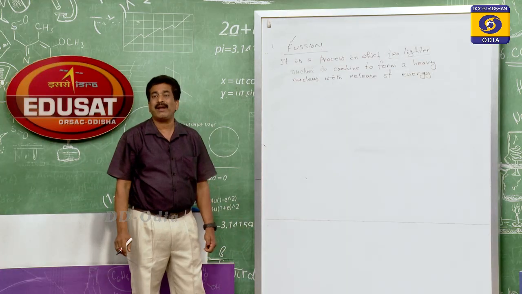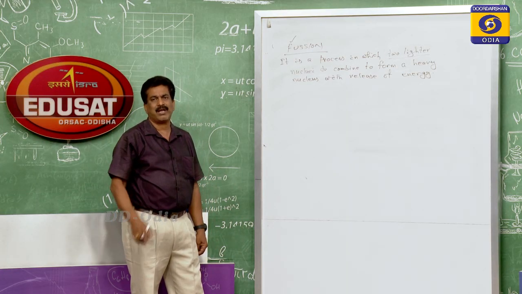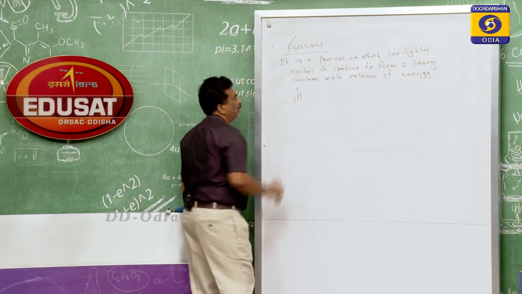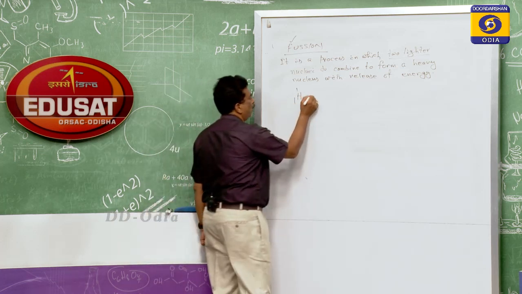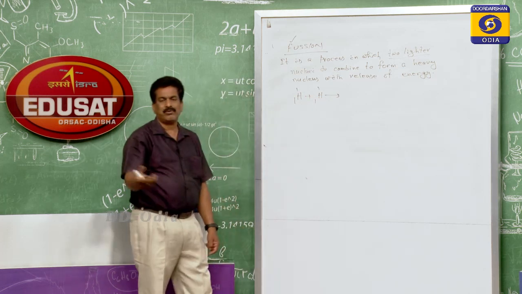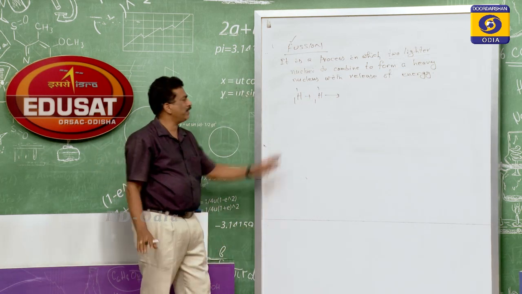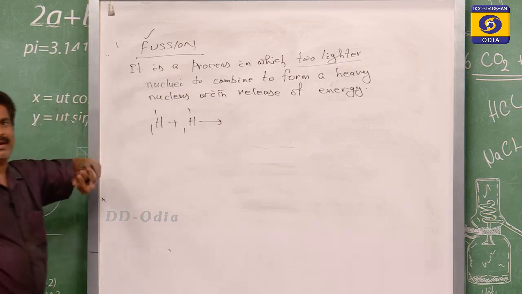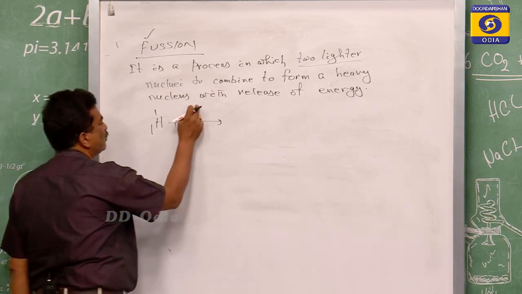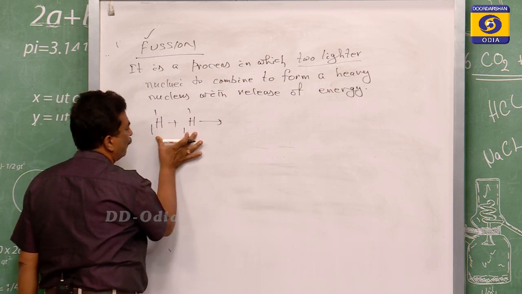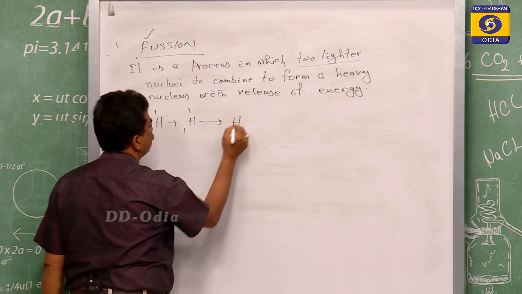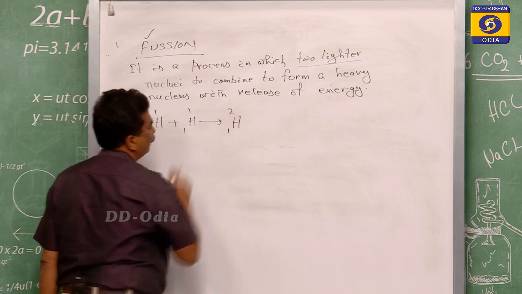So which one is the lighter nuclei? As per the elements discovered, that is hydrogen. So 1H1 with 1H1, these are the lighter. Then it will go to helium, lithium, and so on, but we take the lightest as far as possible. So 1H1 and 1H1, combined, will give you the heavier one, and that heavier is 1H2.